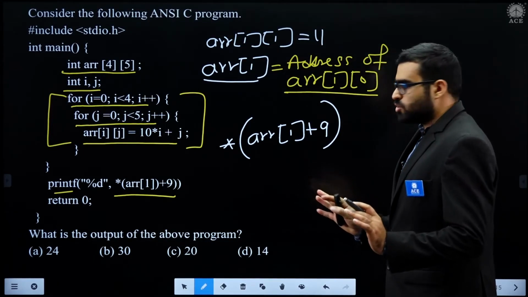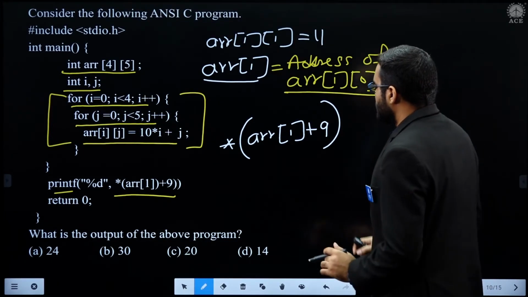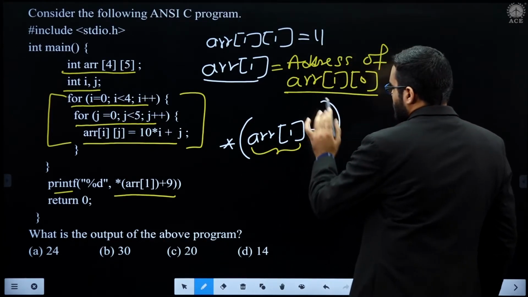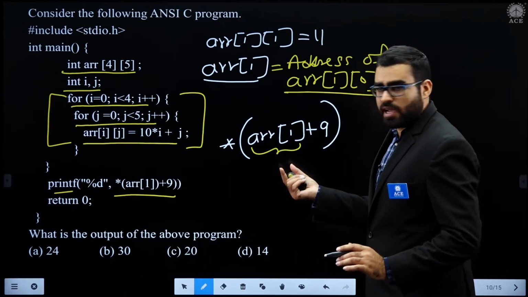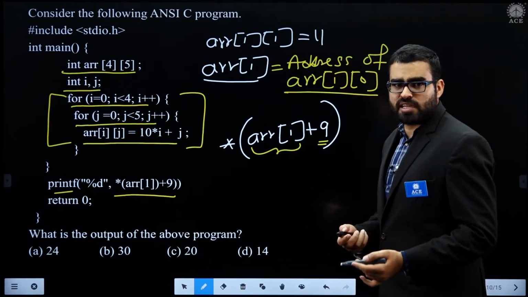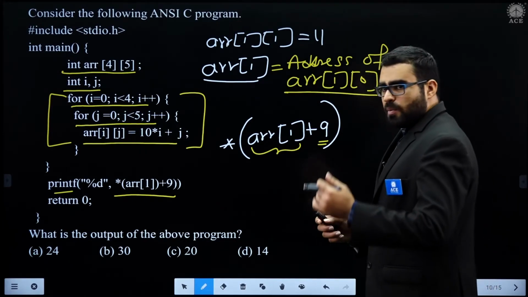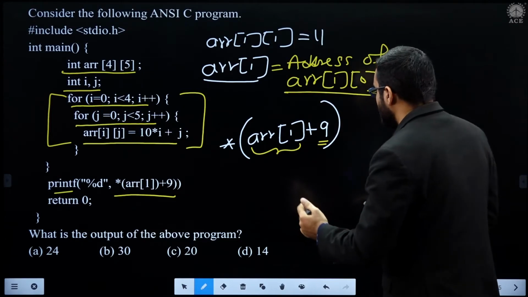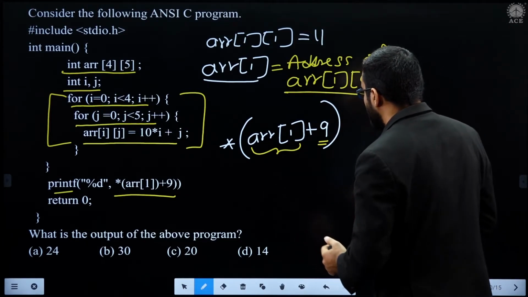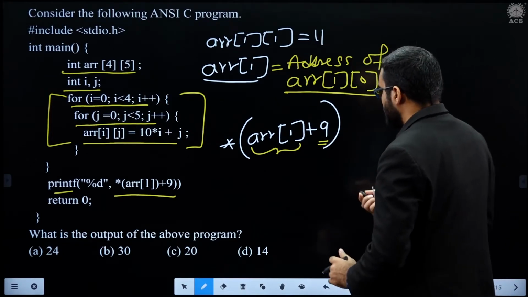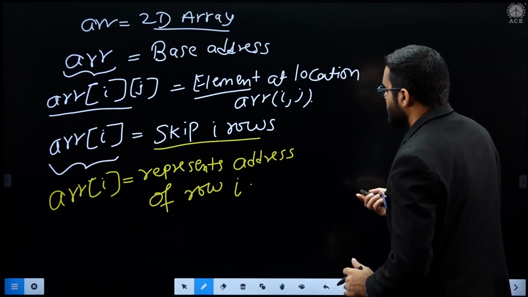So this point is clear now. This is basically the address of row 1. Now we are doing plus 9. What is the meaning of plus 9? In C language, plus K means skip K words. Similarly here, plus 9 means skip 9 elements.